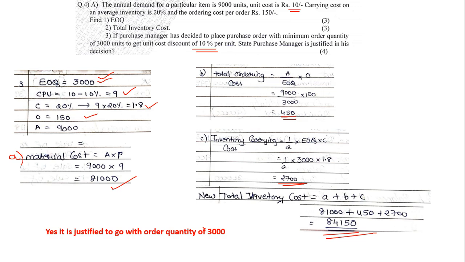Okay. So this is how you all had to solve the second problem sum, question number 4A, which was asked in the question paper. First EOQ, then total inventory, and then you have to find the new total inventory cost and say which one is better among the two.